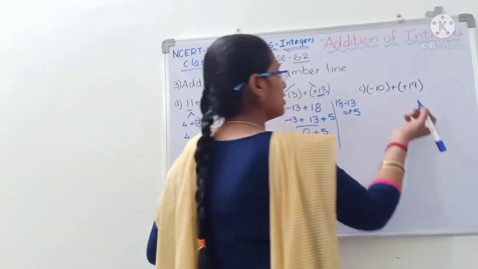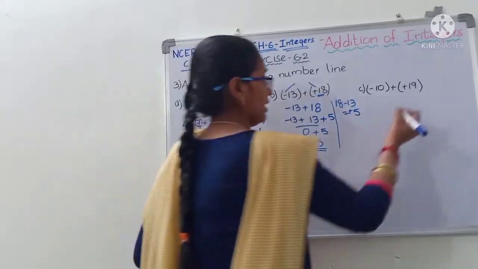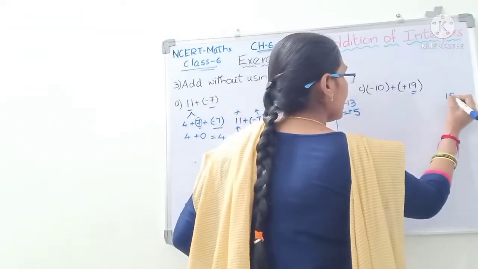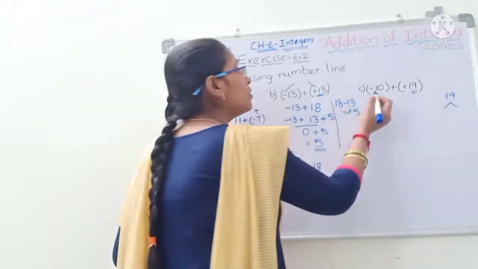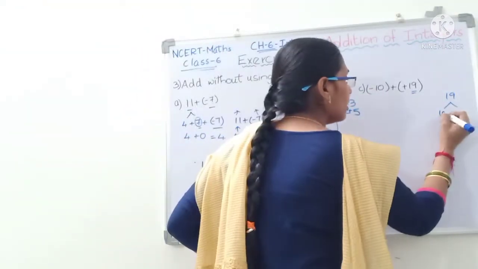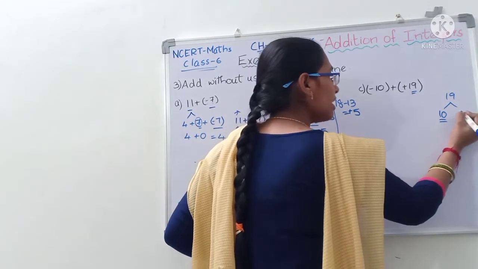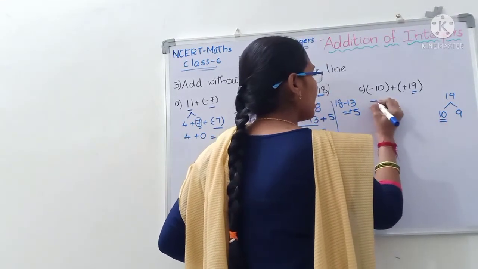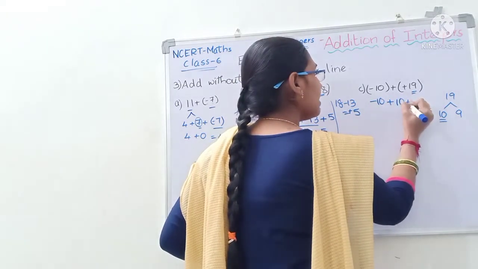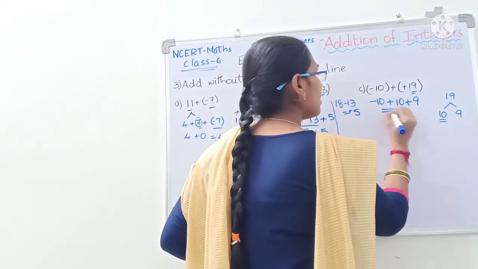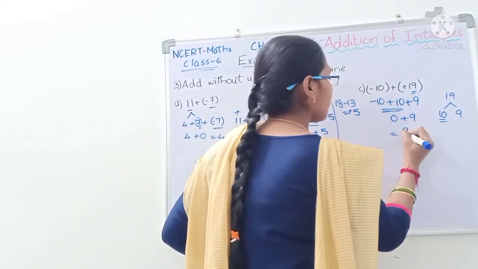Next, solve the third problem. Minus 10 plus 19. Which is the big number, children? 19. So write 19 as sum of two numbers. And in that two numbers, one number should be 10. What is the other number? How will you get 19? If one number is 10, the other number should be 9. So minus 10 as it is, and then 19 can be written as 10 plus 9. Minus 10 plus 10 is 0. 0 plus 9. The answer is 9.